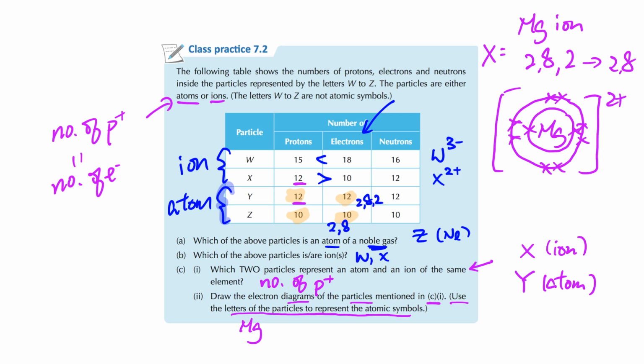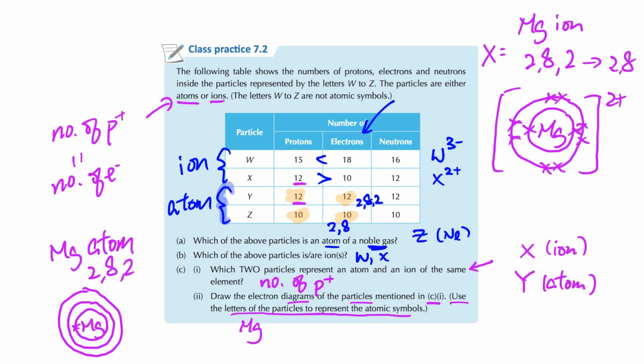For the atom part, magnesium atom is 2, 8, 2. So you have magnesium, 1 circle, 2 circle, and 3 circle. And no square bracket for this, because this is not an ion. So you draw it this way. 2, 8, 2. Okay, that is for C2.